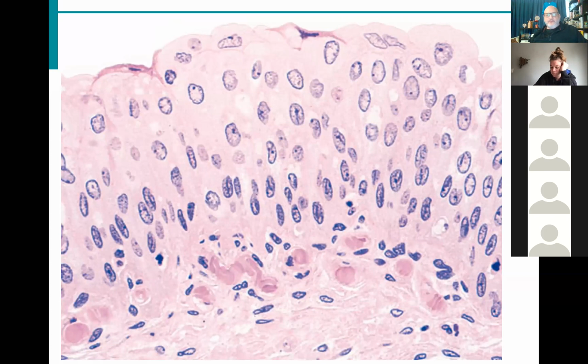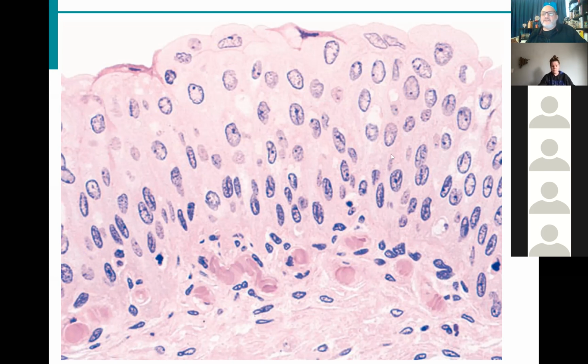Now, what is this? Stratified cuboidal. Not a bad guess, but remember, I wasn't going to hold you responsible for stratified cuboidal histologically. In fact, stratified cuboidal is not on your list of histology slides that you're responsible for. Then there would be stratified transitional epithelial tissue. Absolutely, this would be transitional.